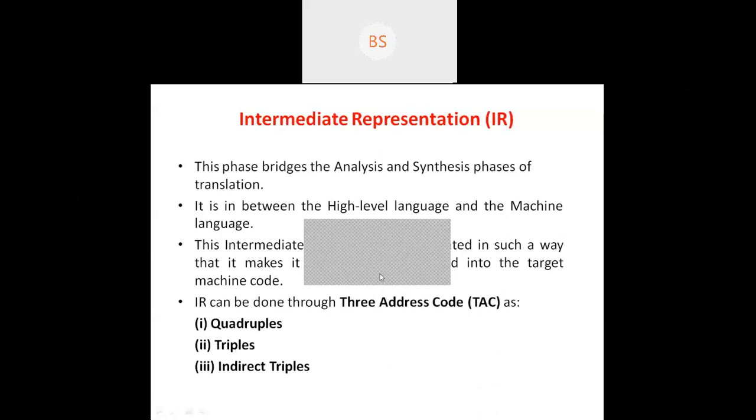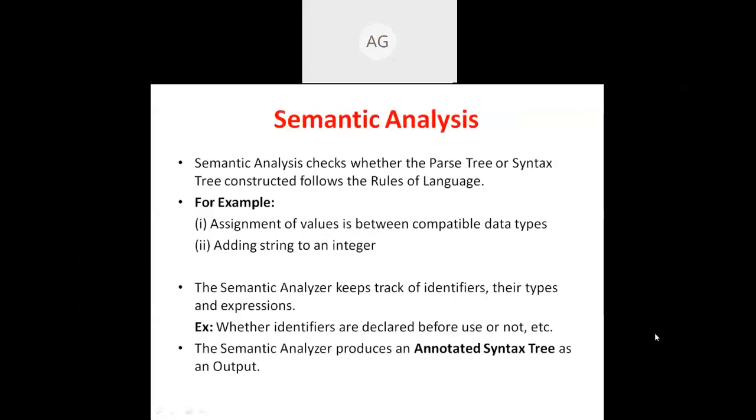So only 5 minutes are left, so we are moving in a faster mode. Now the next phase is semantic analysis. The semantic analysis checks that the parse tree or syntax tree constructed follows the rules of the language.